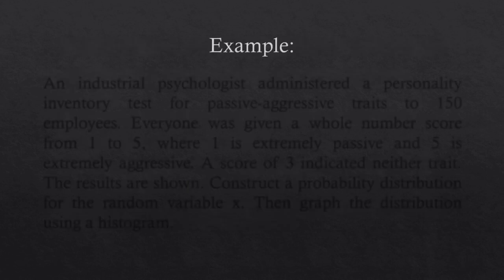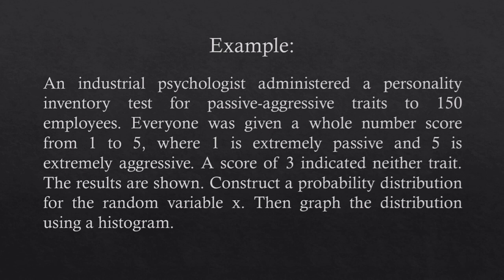For example, an industrial psychologist administered a personality inventory test for passive-aggressive traits to 150 employees. Everyone was given a whole number score from 1 to 5, where 1 is extremely passive and 5 is extremely aggressive. A score of 3 indicated neither trait. The results are shown. Construct a probability distribution for the random variable x. Then graph the distribution using a histogram.